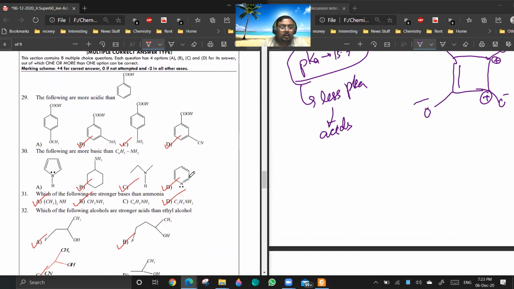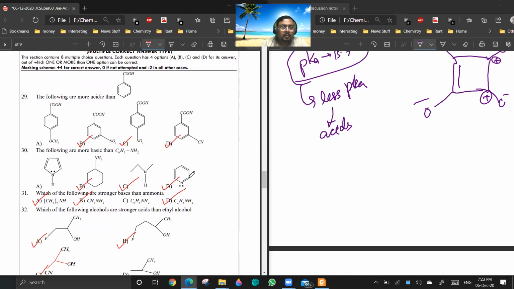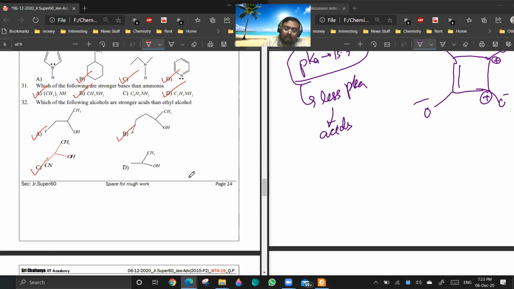After that, 29, 30, 31, 32. For 32: which are stronger acids than ethyl alcohol. So ethyl alcohol is something like this. If you have an electron withdrawing group, then it will stabilize the anion more. Sir, in B it is a bit far. See, something is better than nothing. An electron withdrawing group is better than having none at all.